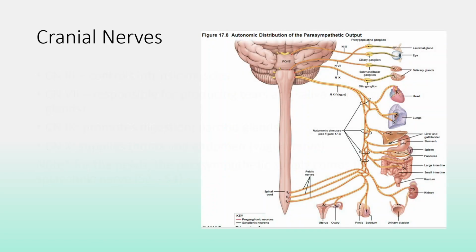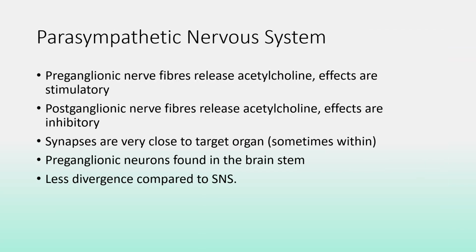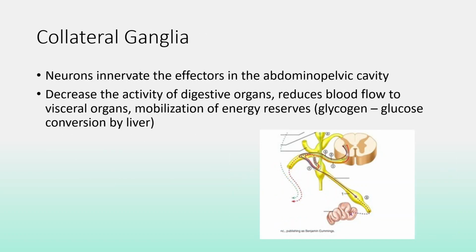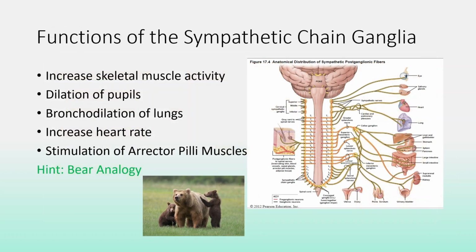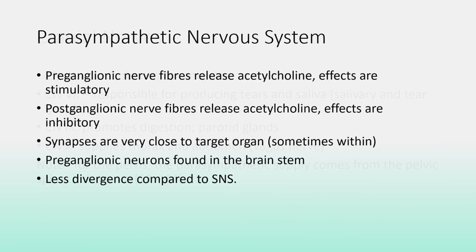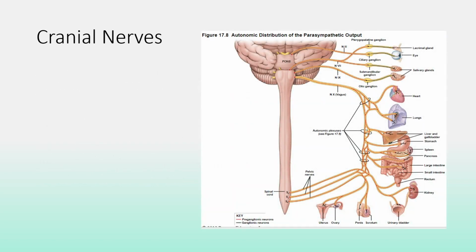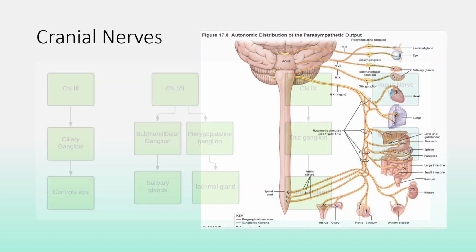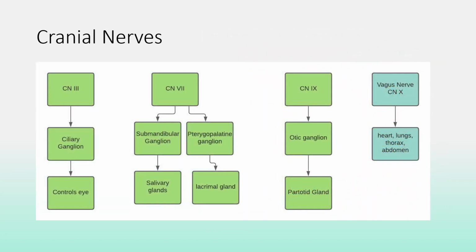So here is a diagram of the cranial nerves. See how it's more localized compared to the sympathetic nervous system right over here, which is kind of more complicated. So that's an important contrast to make as well. And here are the cranial nerves separated so that you can see exactly which ganglion controls which organ.